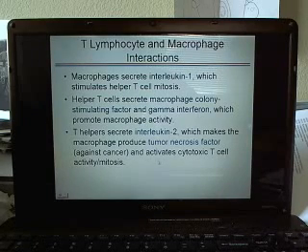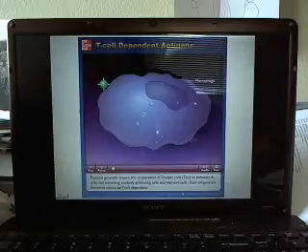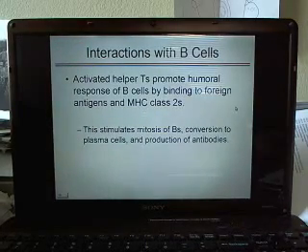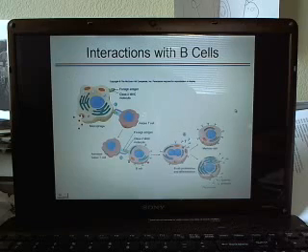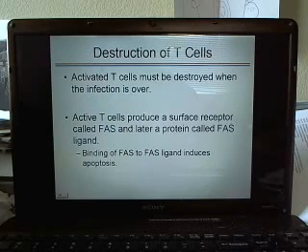Okay, T cells, macrophages secrete interleukin-1. T cells secrete macrophage colony stimulating factor and gamma interferon. They help activate the cytotoxic T cells. At the end of the infection, the T cells are destroyed, and there's a FAS protein or FAS ligand that keeps immunologically privileged sites like the testes and eyes free of T cells.